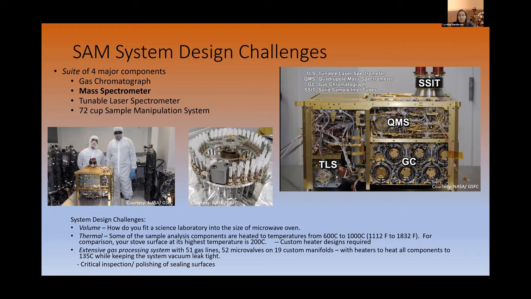The manifolds and plumbing lines are required to be heated to 135 C while keeping that gas path vacuum leak tight. It was so critical for every sealing surface of that contamination-free gas path to be highly polished and inspected under magnification to find and fix any defects before you even begin to put it together. And then accessibility in this tight instrument volume was critical to be able to tighten those little 1/8-inch plumbing fittings if it should spring a leak during testing. And these are just a few of the development challenges that I had to address during my time on SAM.